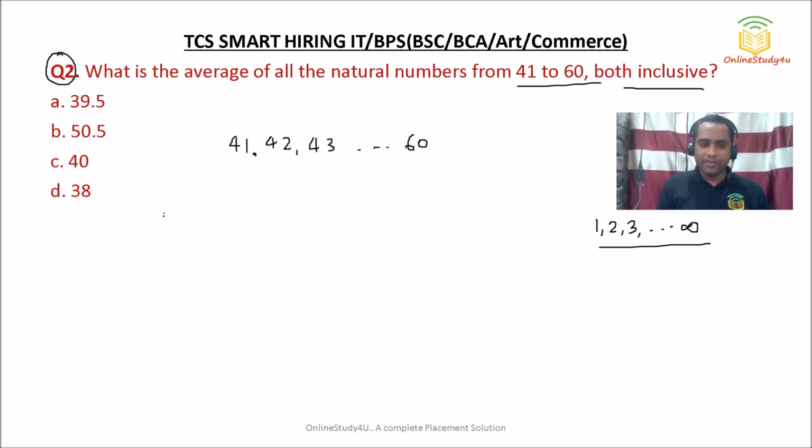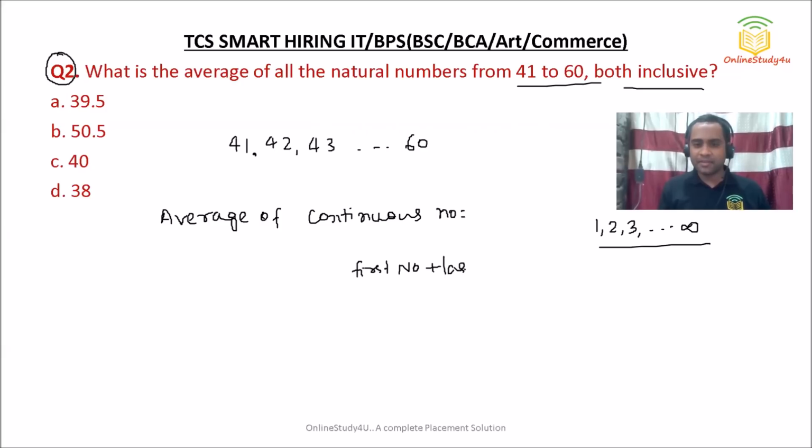Now, friends, we know the average of continuous numbers. The average of continuous numbers will be equal to the first number plus the last number.